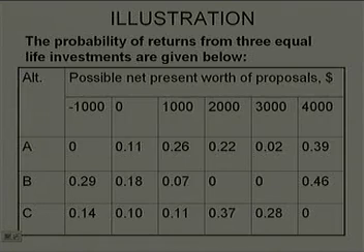For example, you can read the first line of the table. It says possible net present worth of proposal. So, net present worth is already calculated and given in the table. There could be a net present worth situation of minus $1,000. There could be a net present worth situation of $0, $1,000, $2,000, $3,000 and $4,000.